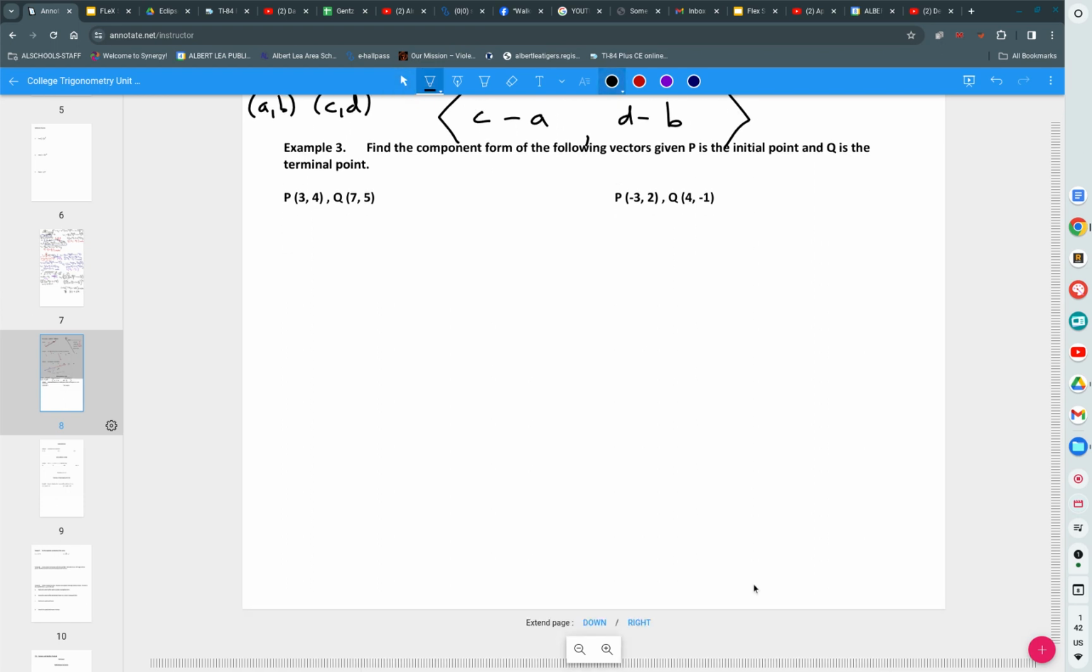So we'll do a basic example right here. I'm just going to sketch 3, 4. So I'm going to go over 3 and up 4. That's my initial point. And my terminal point is over 7. So 4, 5, 6, 7. And up 5. So are we okay with that vector that we drew?